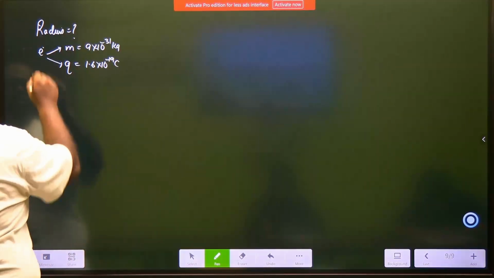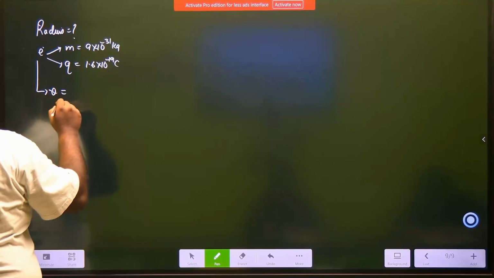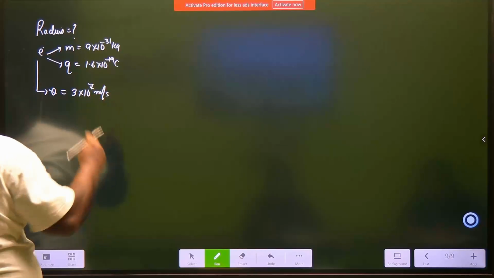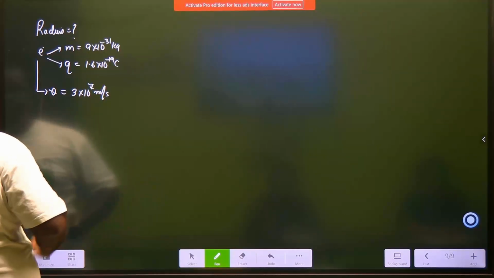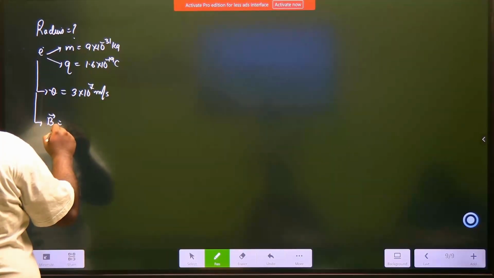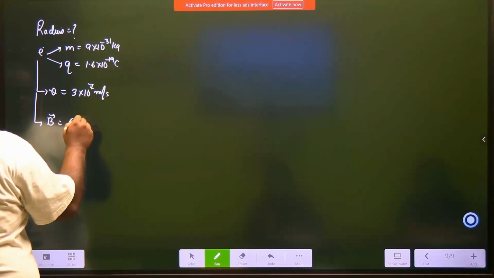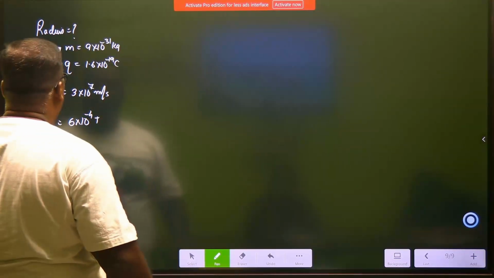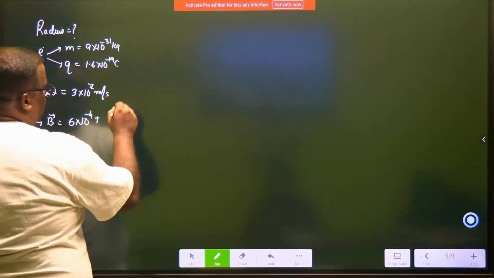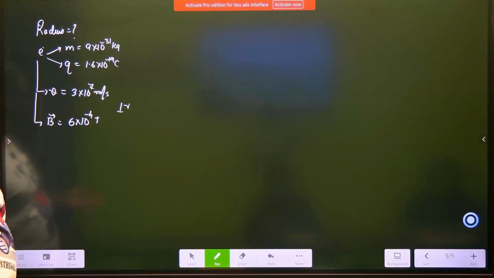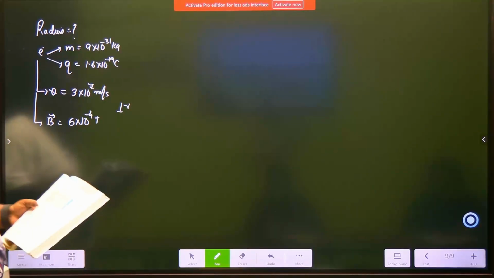This electron is moving with a velocity v, which is given by 3 into 10 to the power 7 meters per second, almost at the speed of light. In a magnetic field B, which is given by 6 into 10 to the power minus 4 Tesla and perpendicular to it. So perpendicular. So what sort of motion do you expect now? Circular. That's why you are asked to find the radius.